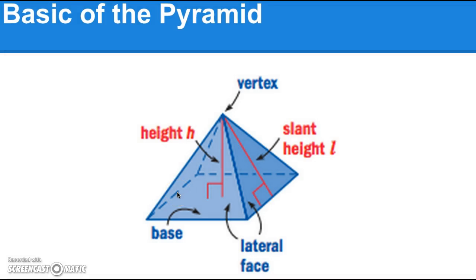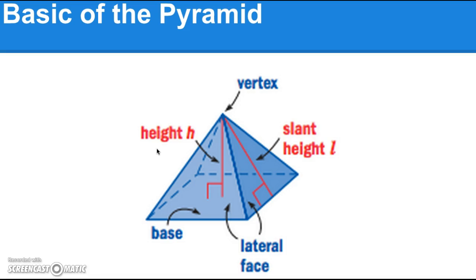So as I said before, the first one we're going to look at is a pyramid, and we're going to talk about the different parts of a pyramid here. You'll notice that this is labeled, and it kind of helps us out. First of all, we have our base along the bottom. This would be a regular square pyramid. It's got a height of h and a slant height of L.